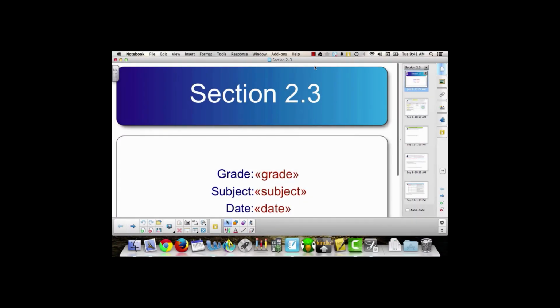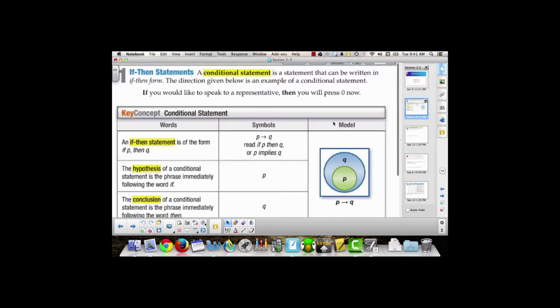Today, we will be going over section 2.3 in your book. We will be talking about conditional statements. A conditional statement is a statement that can be written in if-then form. There are two parts to every conditional statement: the hypothesis, which is everything that comes after the word if, and the conclusion, which is everything that comes after the word then.